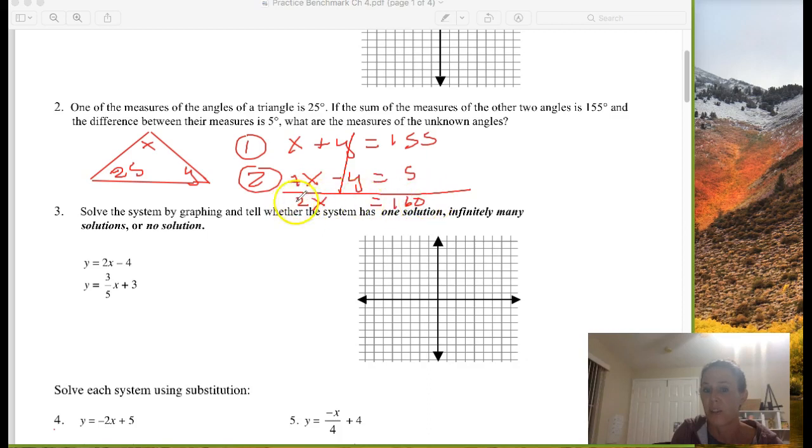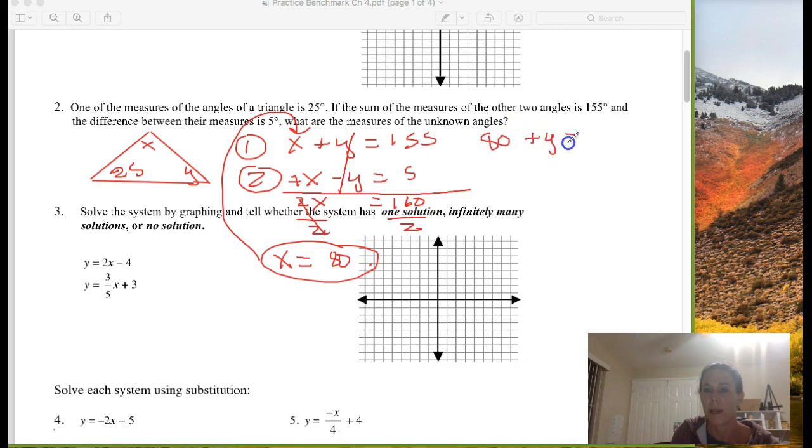Now finish this by solving. Solve for x by dividing both sides by 2, and then you're going to get x equals 80. Now I've solved for x, I can come back in to plug into either original equation to get y. I choose to plug into equation 2. It looks, actually either equation will work. Let's plug into equation 1. So I'm going to go 80 plus y equals 155. And then I'm going to subtract 80 from both sides.